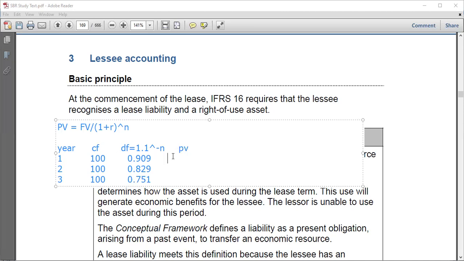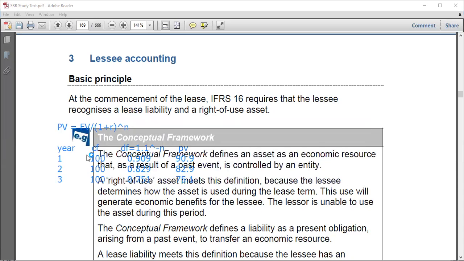So you find 100 times 0.909, which is 90.9. Then multiply again 100 times 0.829, and you would have 82.9. And then 100 times 0.751 would give 75.1, something like this. If you add this up, you obtain the present value. My friends, note that this will be your business when dealing with leases, and not just leases. I suggest that you start being conversant with this. For financial instruments, you will encounter this. Actually, even when dealing with impairment of assets, it's something we're going to use.